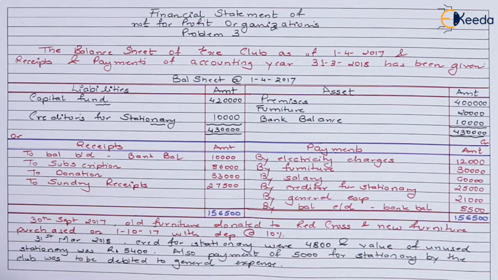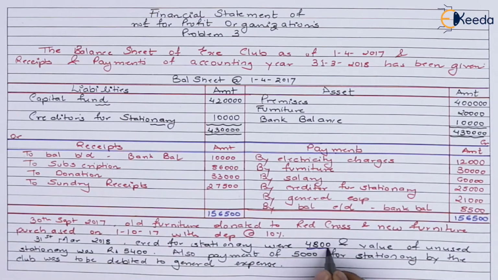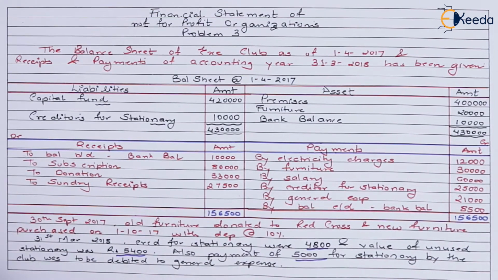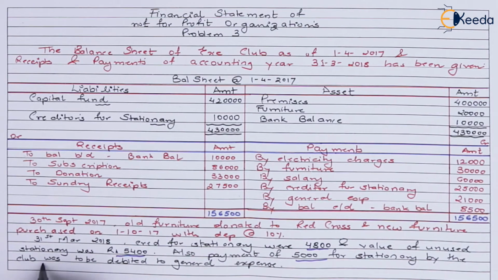The last few details mentioned here: on 31st of March 2018, creditors for stationery amounted to 4,800 and the value of unused stock was 5,400. Also, a payment of 5,000 for stationery was debited to general expenses.